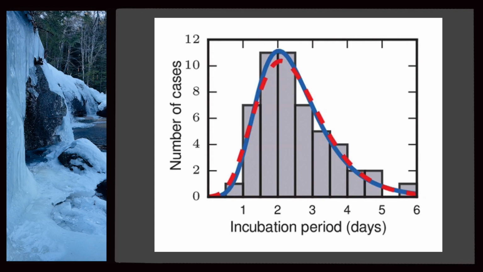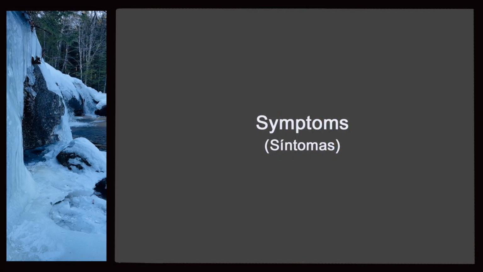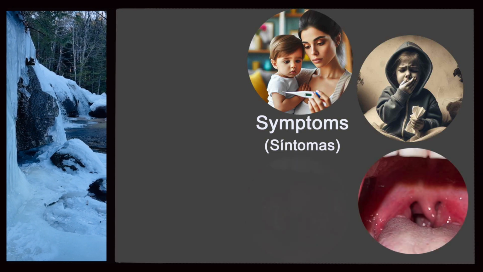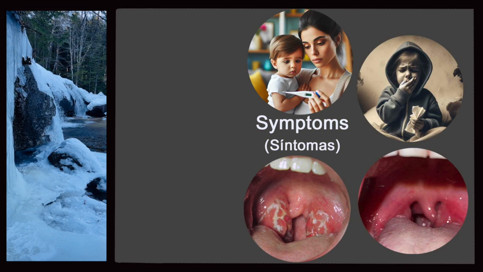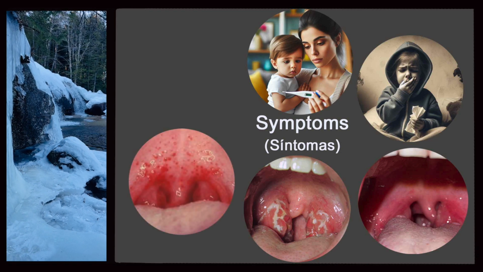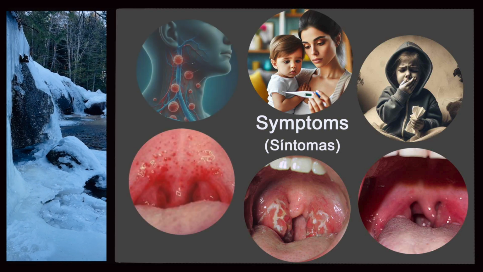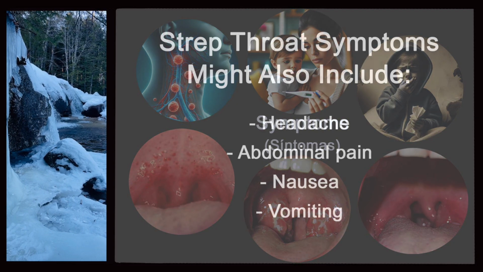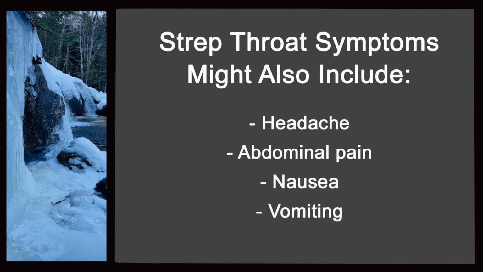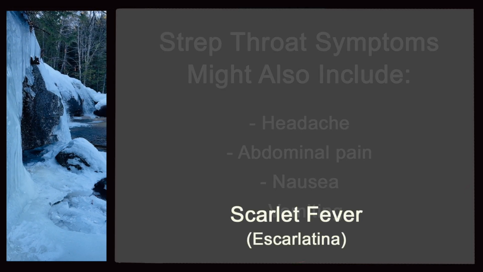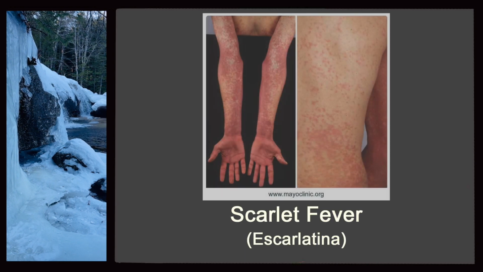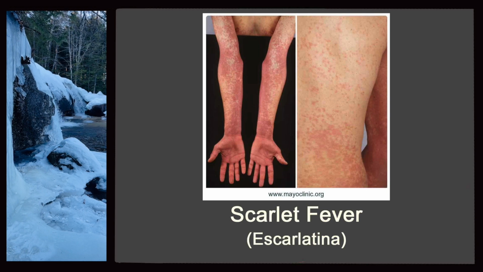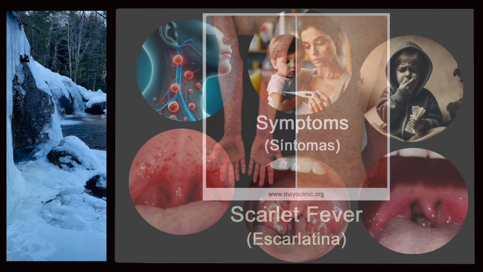2 to 5 days after you are exposed to strep, you might develop symptoms, including fever, sore throat and pain when swallowing, red and swollen tonsils, white patches on the tonsils called exudate, small red spots on the roof of your mouth called petechiae, swollen lymph nodes in the front of your neck, and there are other symptoms that patients with strep might develop, including headache, abdominal pain, nausea, and vomiting. And some people with strep throat will develop a rash called scarlet fever, where you get fine, red, raised bumps that start on the face or neck and can spread to the chest, trunk, arms, and legs.